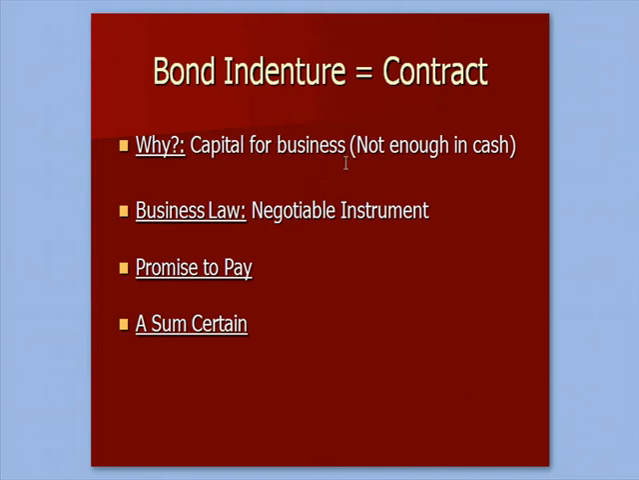And that goes to our second bullet point here, which is, you may remember if you took business law, the definition of a negotiable instrument. And part of that definition is, in business law, a promise to pay. A bond indenture is a promise to pay a sum certain by a certain date. So it's really a contract.